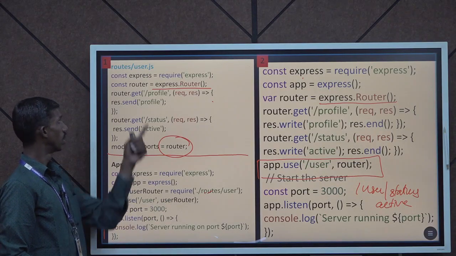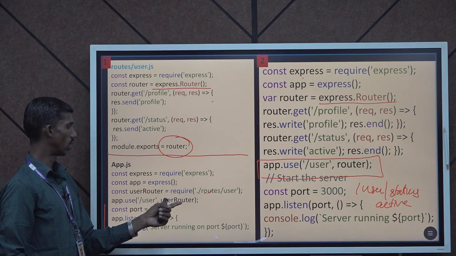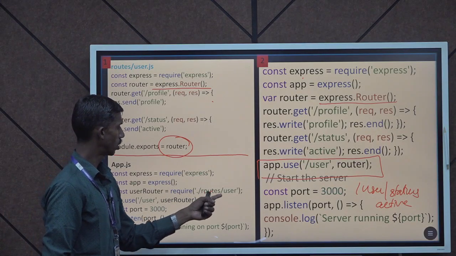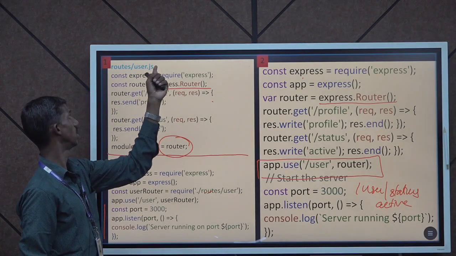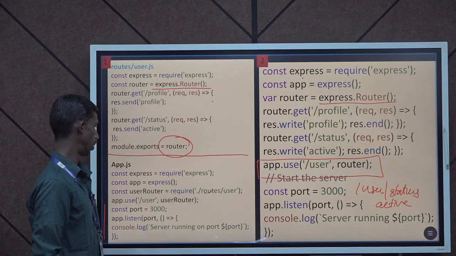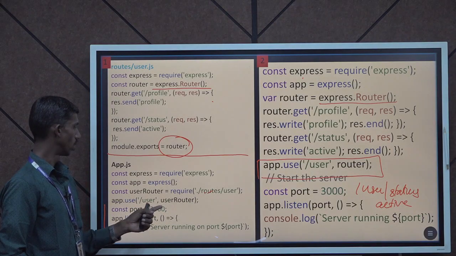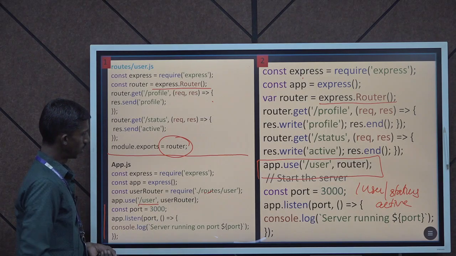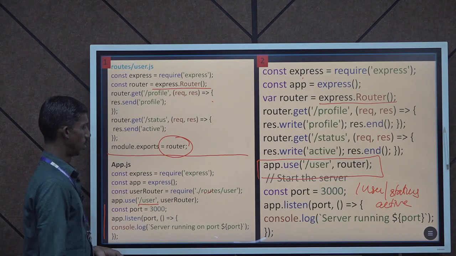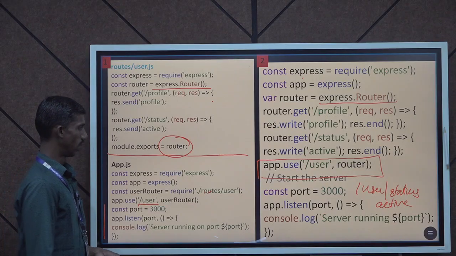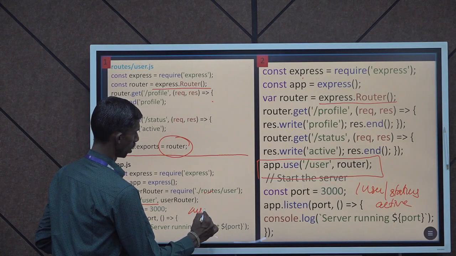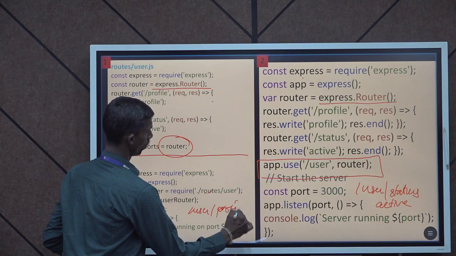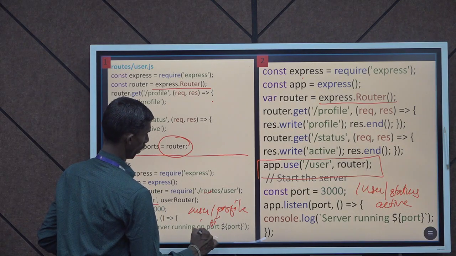We need to use this user router object. First we need to import it, require router and user. Okay, this is the location where it is available. Then we need to use that path. The path is nothing but user slash user router. When you say user slash profile, it displays the profile as a result.